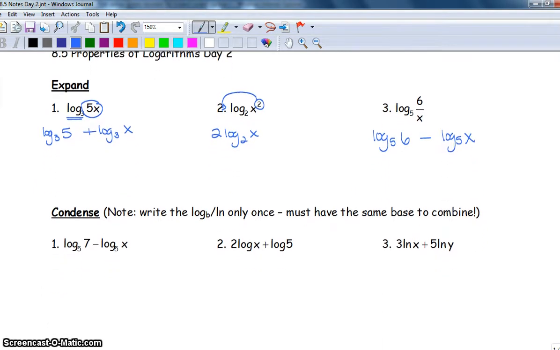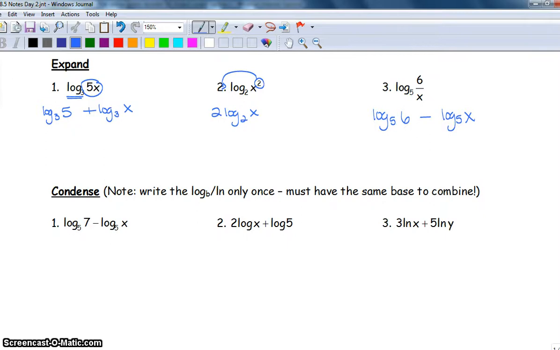The opposite of expanding something is condensing it. So when you're condensing, you're making it smaller. We're going to do everything we just did in reverse. We're going to start with our answer, and work backwards to what we used to start with. When you condense, note that when you write the logarithm or the natural log, you're only going to write it once, and it must have the same base in order to combine them.